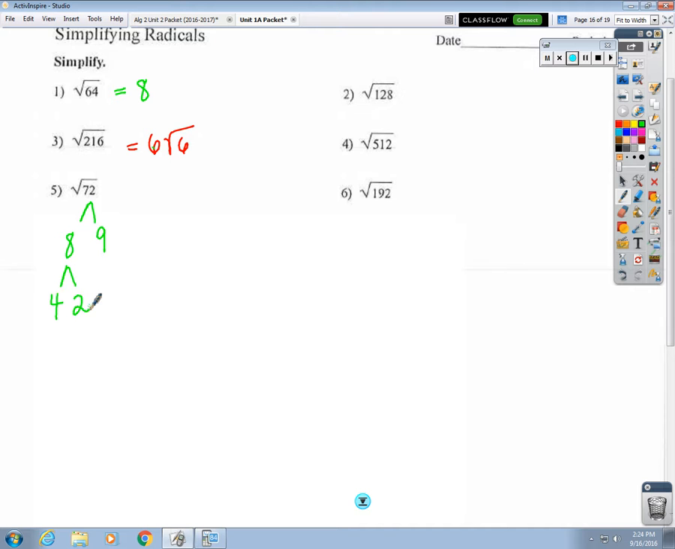Then 8 breaks down into 4 and 2, and 9 breaks down into 3 and 3. 4 breaks down into 2 and 2, and then the rest of them are primes, so just drop them down so that everything's on the same level. That way it makes it easy to circle them. Okay, so now look, we have a pair of 2's, and we have a pair of 3's. So the only person that's going to get to live in the house is who? This 3, right.